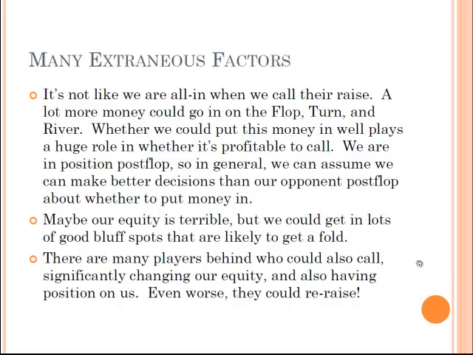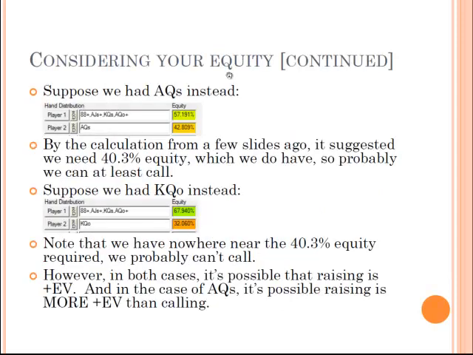Okay, so we could also consider our equity with other different hands, right? So with ace-queen suited, it's about 43%, which is still enough to call. With king-queen offsuit, it's only 32%, which is not enough to call. I'm just showing you a few examples so you get a rough idea.